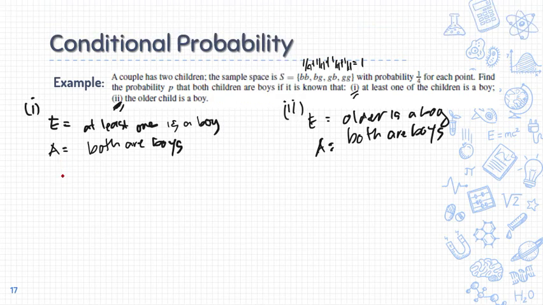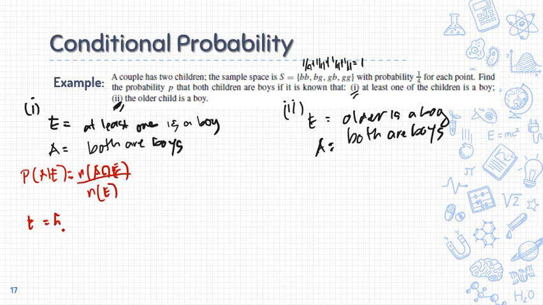So, again, let us write the formula so we do not forget. The probability of A given E is equivalent to the number of elements of A intersection E over the number of elements of E. Now let us find the set E.